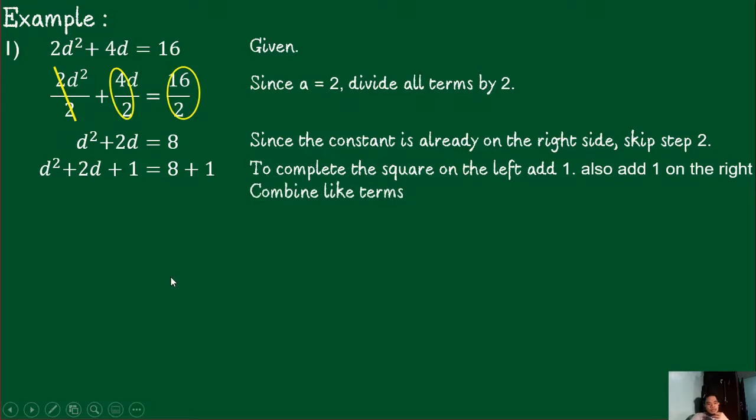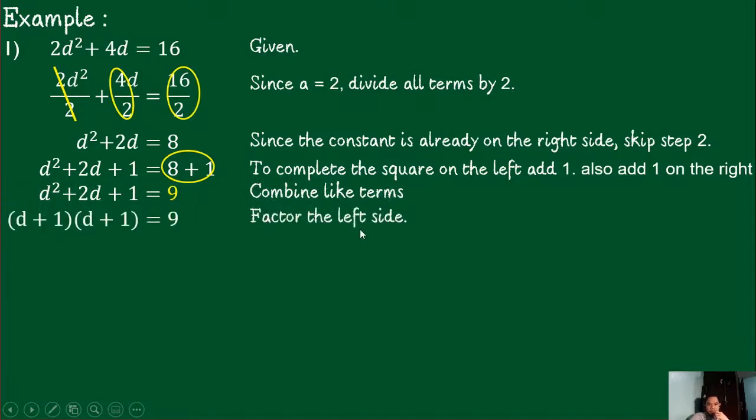Next, combine like terms. As you can see, wala tayong like terms dito sa left side, so kukopyahin lang natin yan. Pero dito sa right side, we have two constants. Therefore, we have to add these two constants. Okay? 8 plus 1 is equal to 9. Next is factor the left side. So we're going to factor d squared plus 2d plus 1.